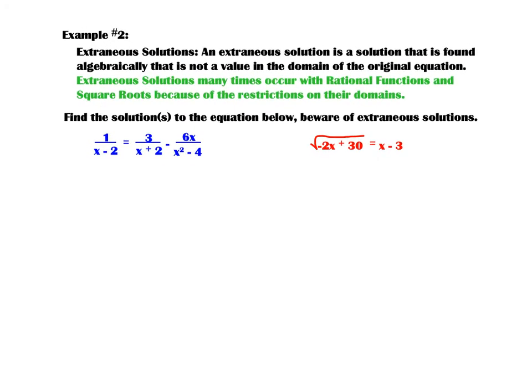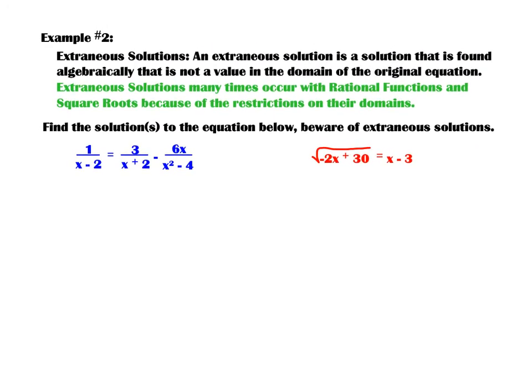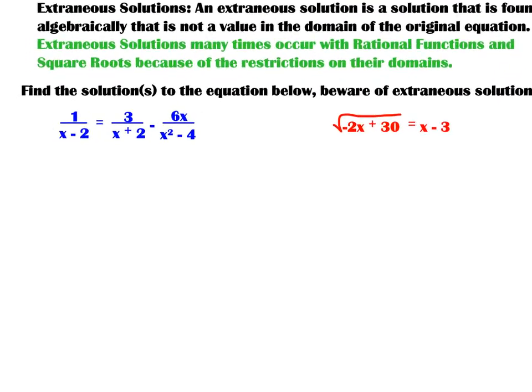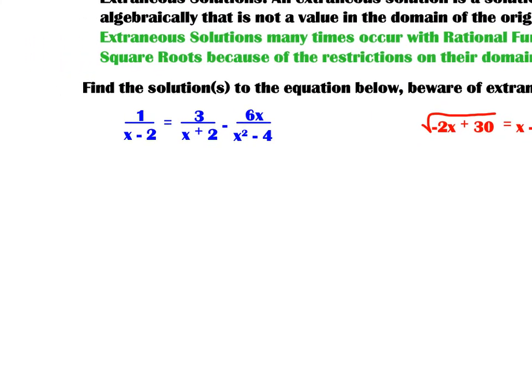I'm going to jump right into the problems and find the solutions to the equation, being aware of the extraneous solutions that are possibly present. So let's get into the first one. Let's clear fractions. Notice that x squared minus 4, this expression here, is actually x minus 2, x plus 2. So I'm going to multiply both sides by x plus 2, x minus 2.